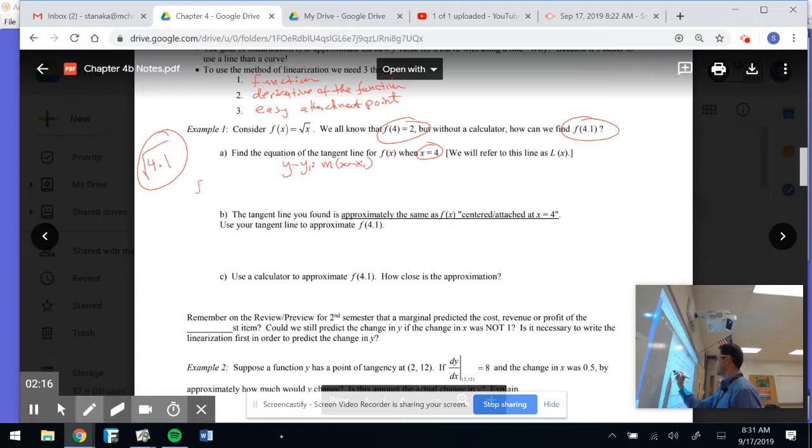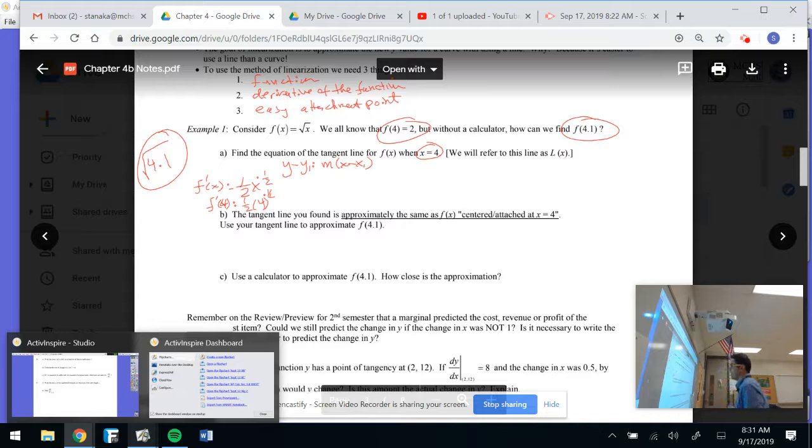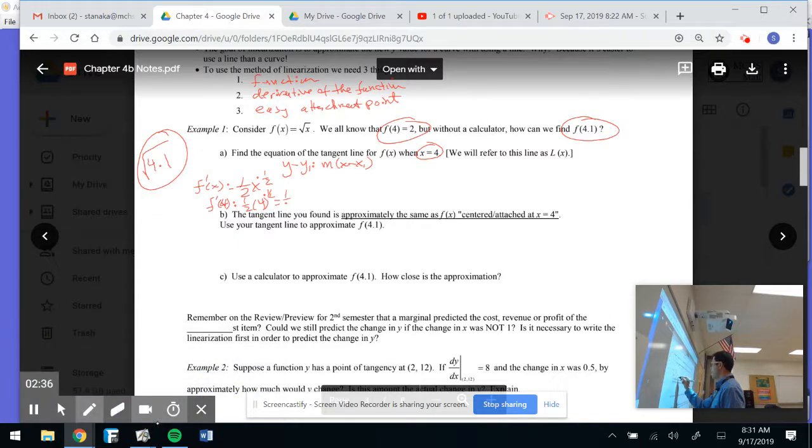And slope means what, class? Derivative. So I have to be able to take the derivative as 1/2 x to the negative 1/2. If I'm going to do that at f prime of 4, that's going to be 1/2 times 4 to the negative 1/2, which would be the square root of 4, which is 2, but it's in the bottom. So doing my math skills, I get 1/4. So we have y minus 2 equals 1/4 times the quantity x minus 4.